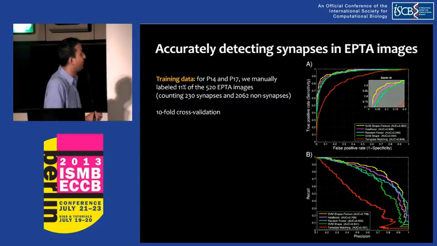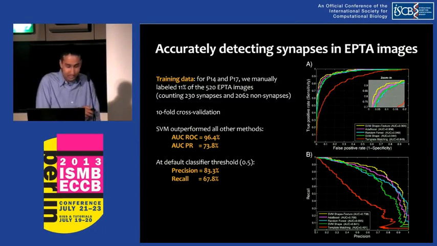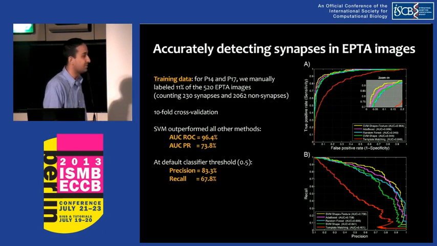Okay, so how well does this pipeline perform? We gathered some training data. We looked at our two animals at P14 and 2 at P17. We manually labeled 11% of these images, counting about 230 synapses and 2,000 non-synapses. We did 10-fold cross-validation, and on the right here you can see the AUC under the ROC curve and the precision recall curve. The ROC curve includes benefits if you predict negative examples as negative, which is not as informative. So let's just talk about the precision recall. We see about 74%. And using this default classifier threshold of 0.5, this is for the SVM, we get about an 84% precision and about 67% recall.